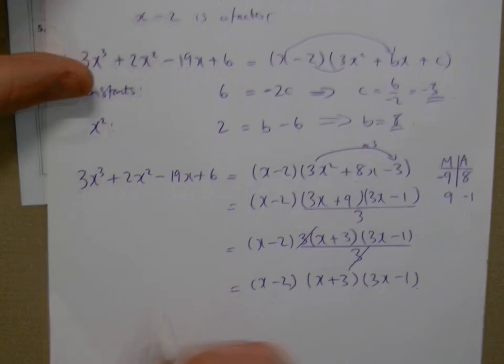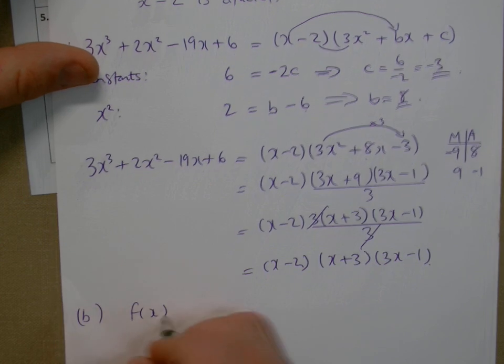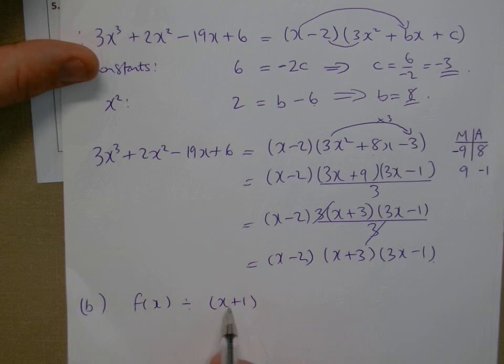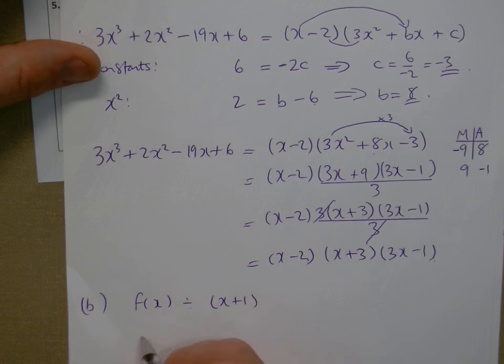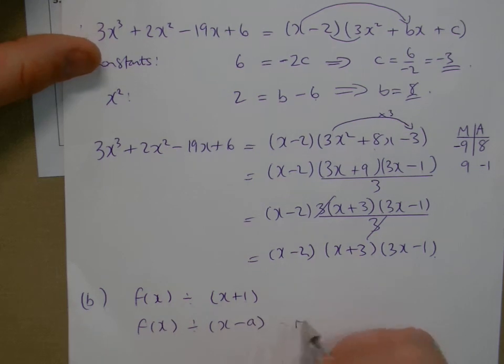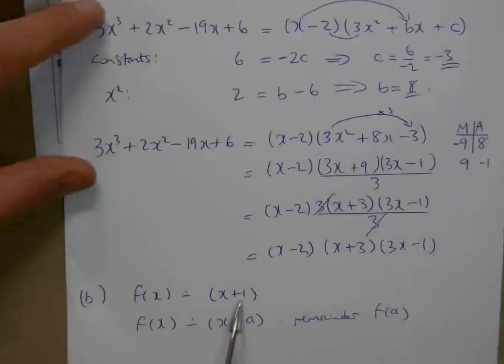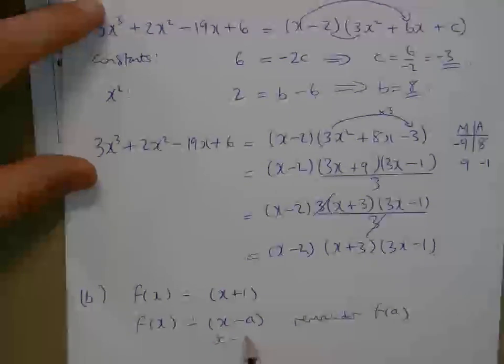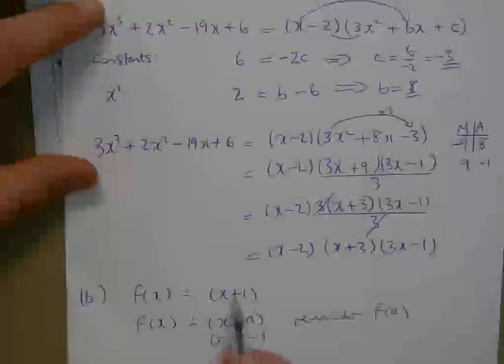Part B says find the remainder when f of x is divided by x plus 1. Now remember, when you divide f of x by x minus a, the remainder is f of a. The remainder is f of a. Now, in this case, we've got plus 1 here, so that must mean my a must be minus 1, because I've got to have it in this format. I've got to have it as x minus a. So my a is going to be minus 1, because that would produce the positive I've got there.